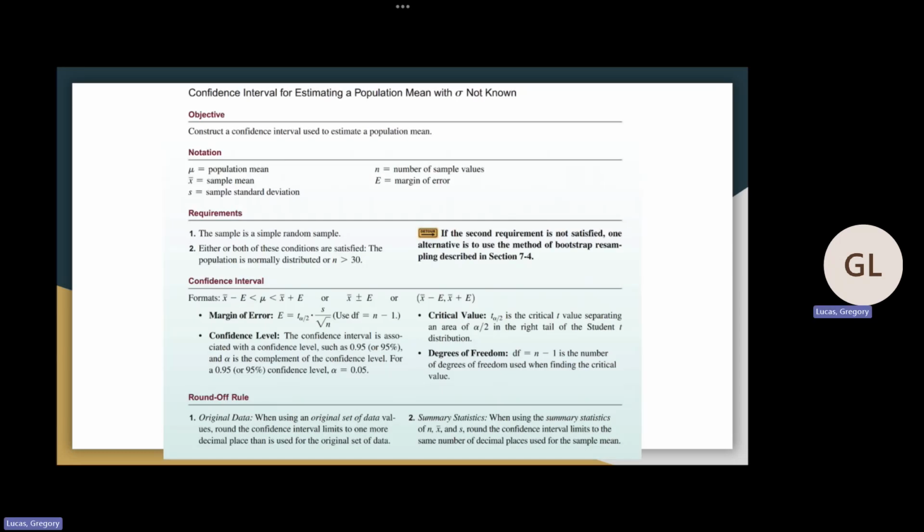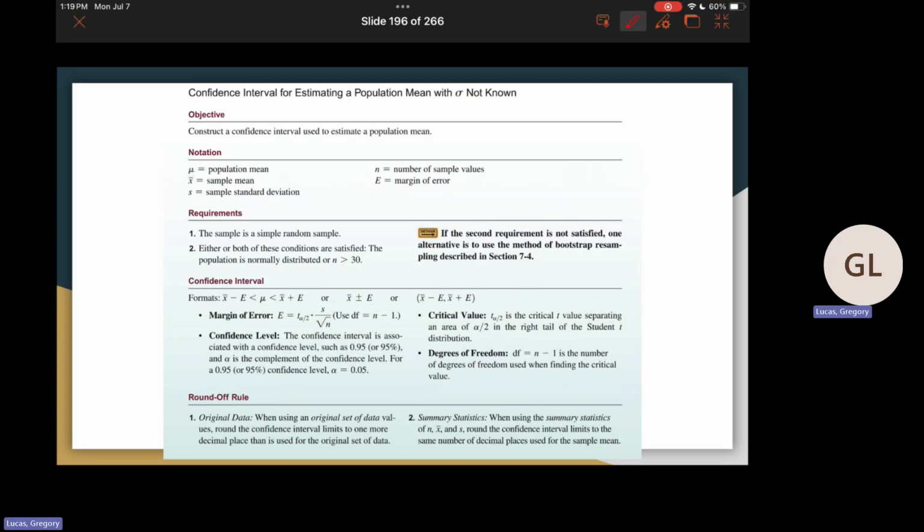All right, so let's look at this nice step-by-step guide we have here. So again, key point, this is when we're going to assume that sigma is not known. Our objective is to construct the confidence interval used to estimate a population mean. Our notation is pretty similar. Mu is population mean, x bar is sample mean, s is sample standard deviation, n is number of sample values, and e is our margin of error. So we've seen all of that before.